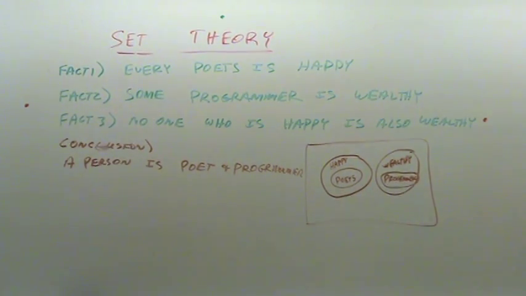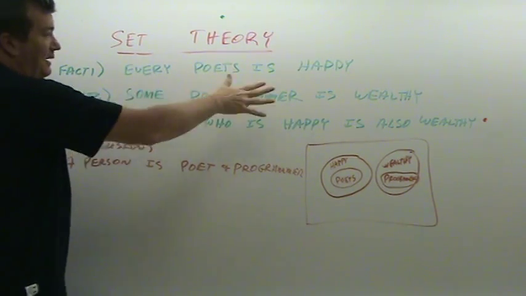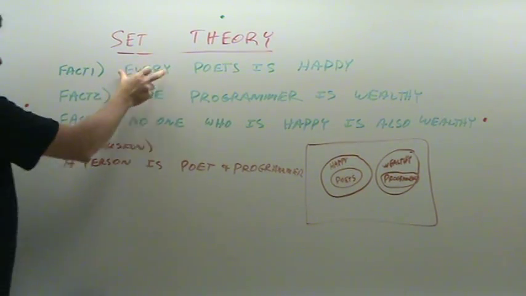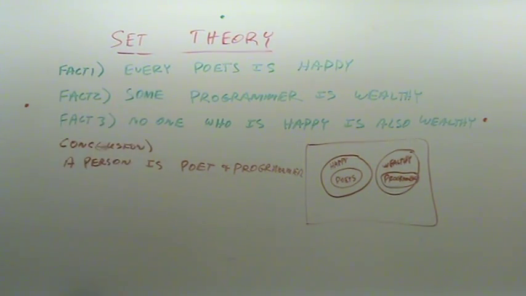So here's what I'm basically doing: going over an example where we're taking sentences out of just the English language, and based on whether we say every or some, it's going to change our picture. And in the end, we're going to use set theory to see if these conclusions make sense. But if we said some programmers are wealthy, what would that do to our picture?